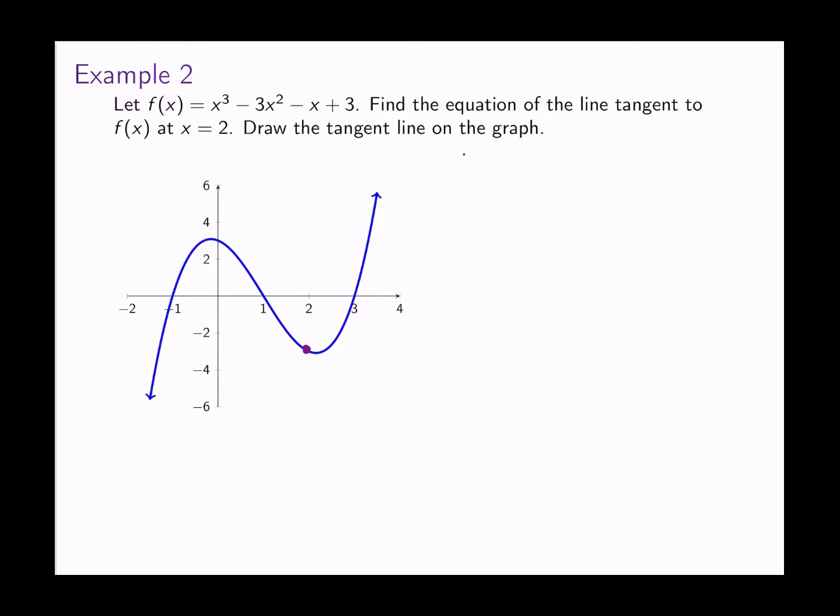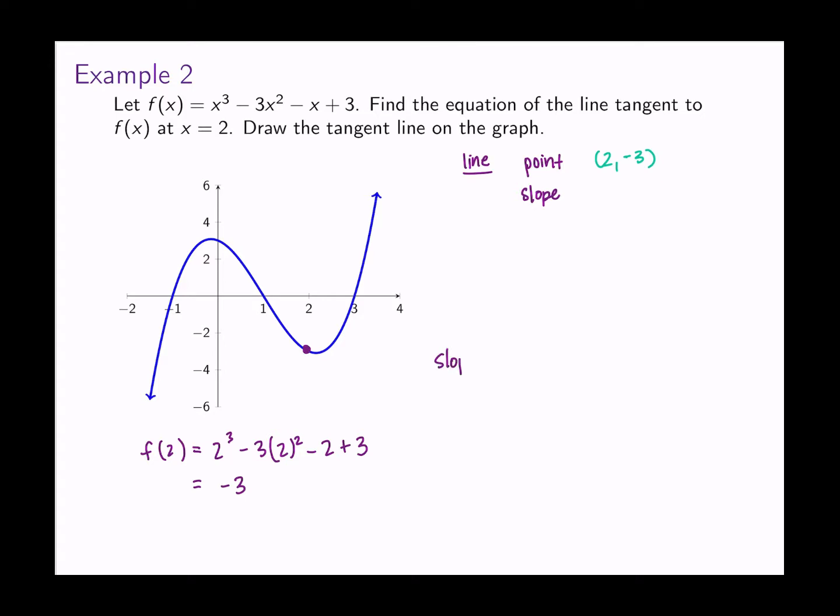Again, if we need a line, we need a point and a slope. Our point is going to be (2, something). I need to figure out what that something is. I can do that by plugging it in. So I need to find f of 2. That's 2 cubed minus 3 times 2 squared minus 2 plus 3. I'm just plugging into my original. That ends up being negative 3. So (2, negative 3) is my point.